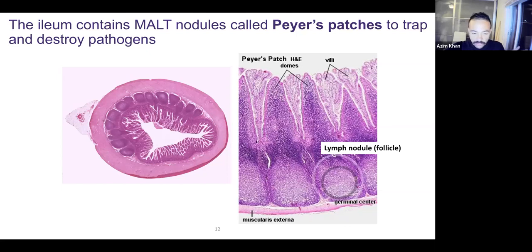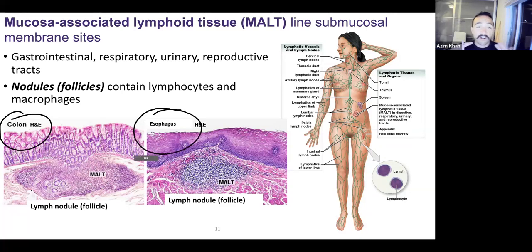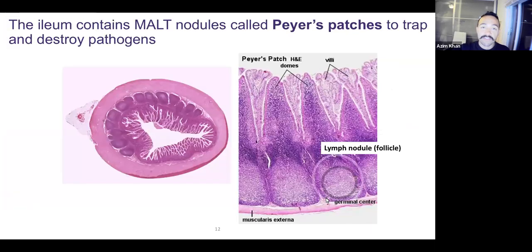Now, let me go back real quick. You can find mucosa-associated lymphoid tissue in the large intestines. You can find it in the esophagus. You can find it in the uterus. You can find it in all these different tracts. There are certain places where there's a high amount of these lymphoid nodules. One place is the ileum.